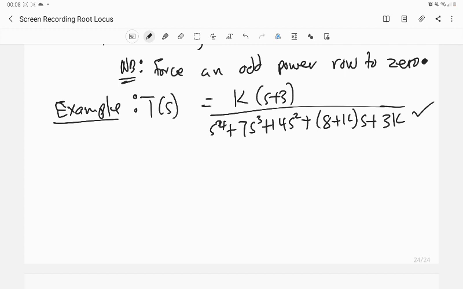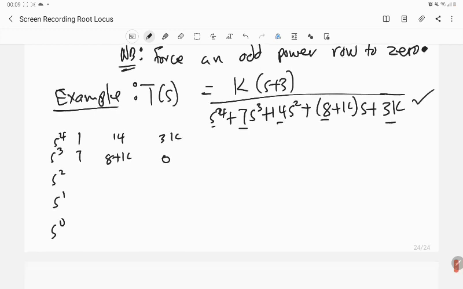Okay, so we can easily write our S4, S3, S2, S1, S0. And then you can write, so this is 1, 7, 14, 8 plus k, and then 3k. Of course, then we will have 0 here.